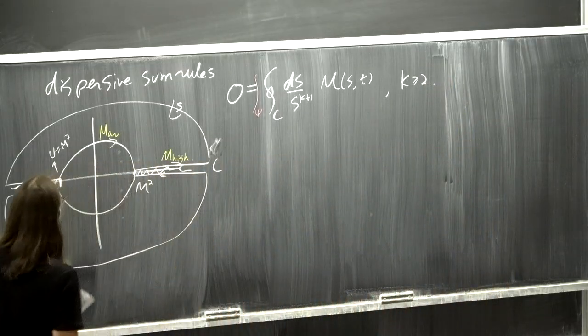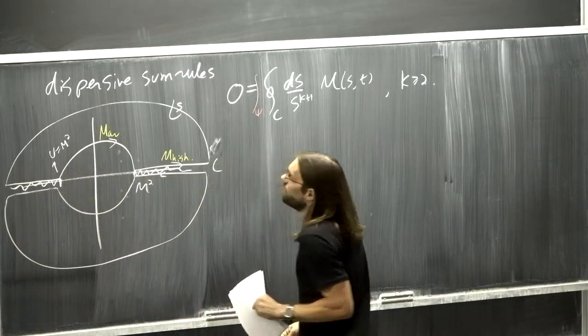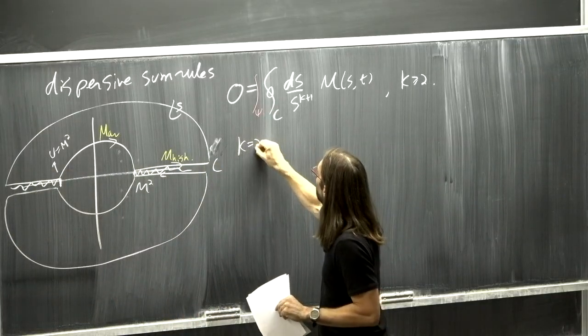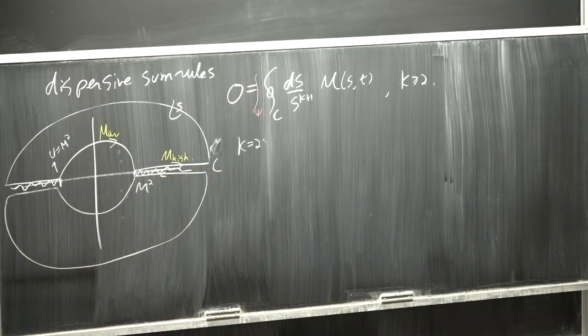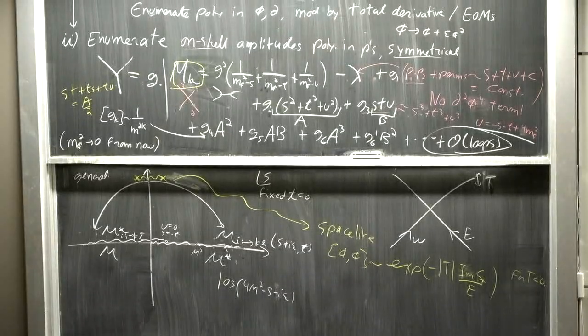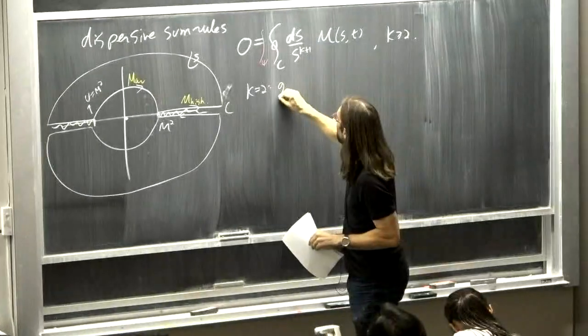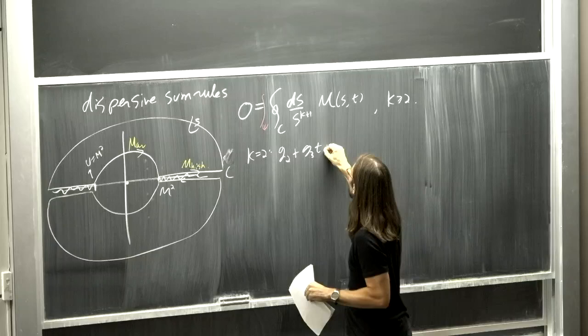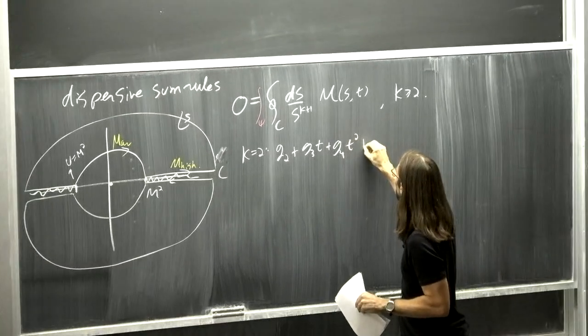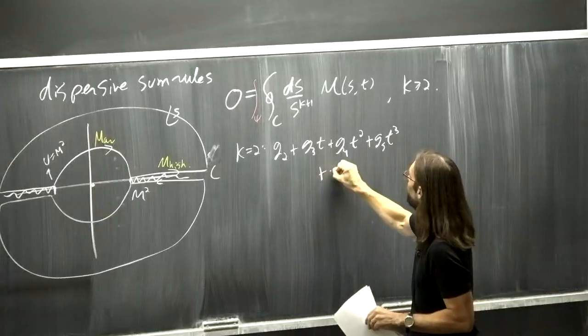So I'm just going to write down what you get so we can get to the point of how we use it. So at low energy, for k equal to 2, you extract, roughly speaking, the coefficient of s squared in this expansion. That would go away. That would be picked up. So we get something like, at low energy, you're doing a contour integral of this m low, and you get g2 plus g3 times t plus g4 t squared plus g5 t cubed plus dot dot dot.